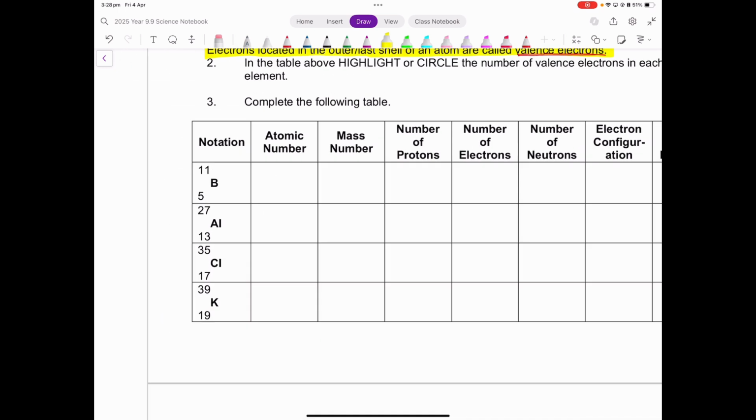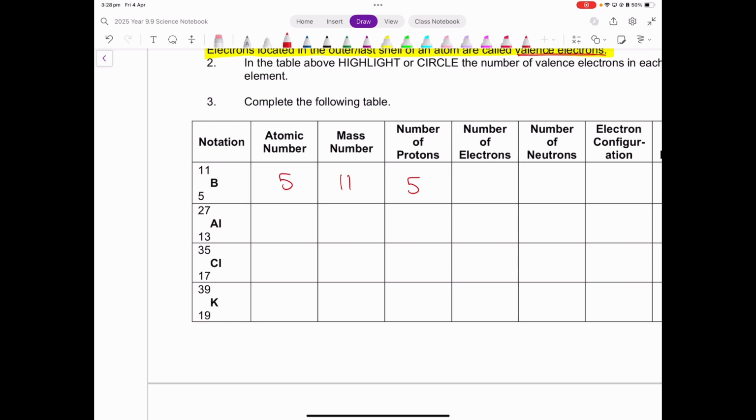What we're then going to do is fill in this table together. So if we have a look, we can see that element number 5, boron, is represented using atomic notation. Its weight is 11. So when we look at the atomic number, this is the same as the number of protons, which is 5. We look at the mass number, we can see that the mass is up the top left, it is 11.